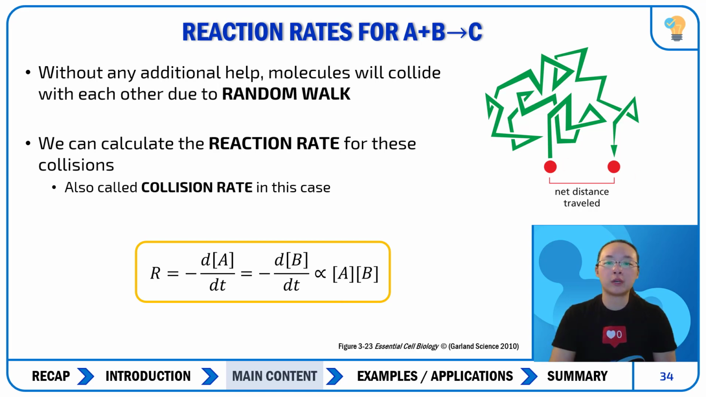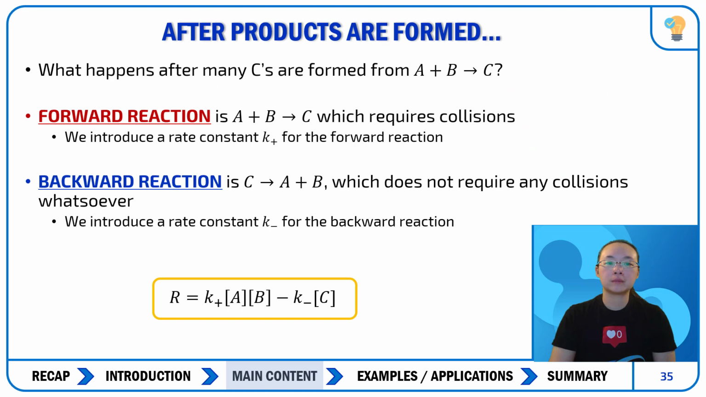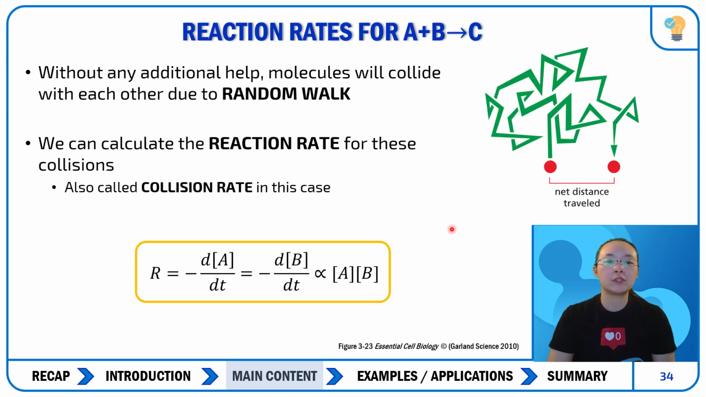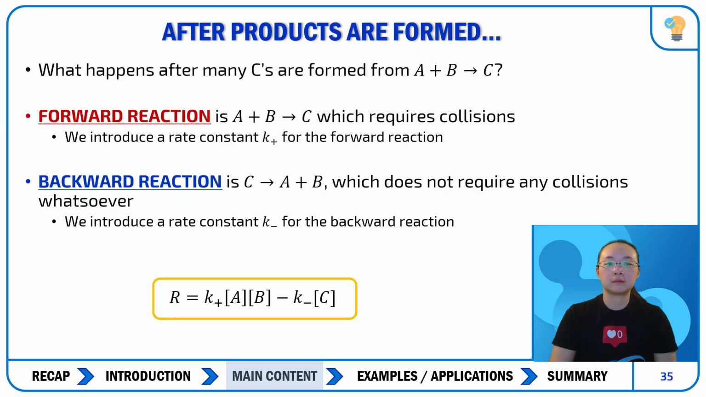So after the products are formed, I want to also mention that this dA over dt is the rate that you're losing A, but it's also going to be proportional to the rate that you're losing B, because A plus B goes to C. So now we take a look at products that are formed. What happens after a whole bunch of product C's are formed after a reaction?